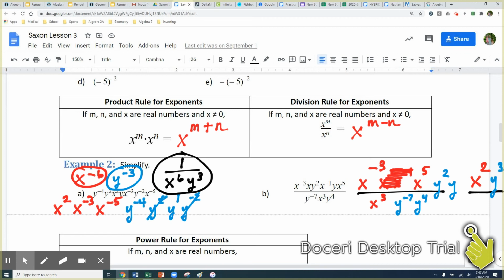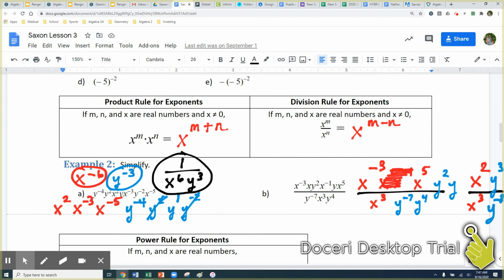Now we go down to the denominator. We've got an x to the third down there. Nothing for that to go with. And then we've got a negative 7 plus 4, which is going to give me negative 3. So then we got x squared over x to the third, y to the third over y to the negative third. And I'm going to rewrite that up above there.